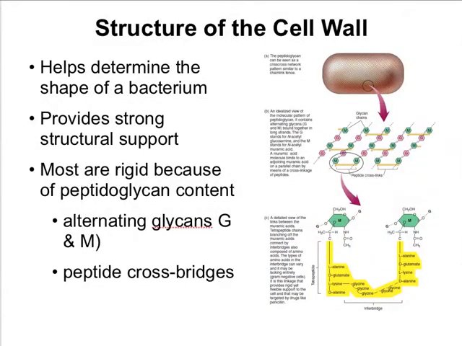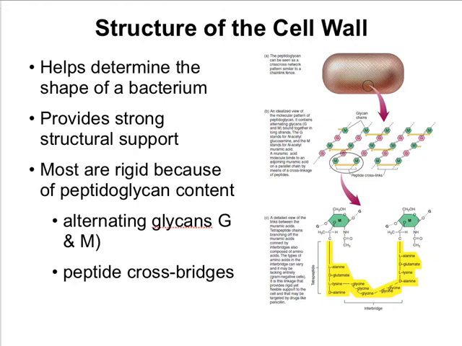Because all bacteria have the cell wall layer, let's take a look at that first. The cell wall helps determine the shape of the bacteria, and it provides really strong structural support. Most of these cell walls are rigid because of this peptidoglycan content. Glycans simply means sugar chains, and peptide means to do with polypeptide chains. So peptidoglycan means we've got sugar chains and protein components.